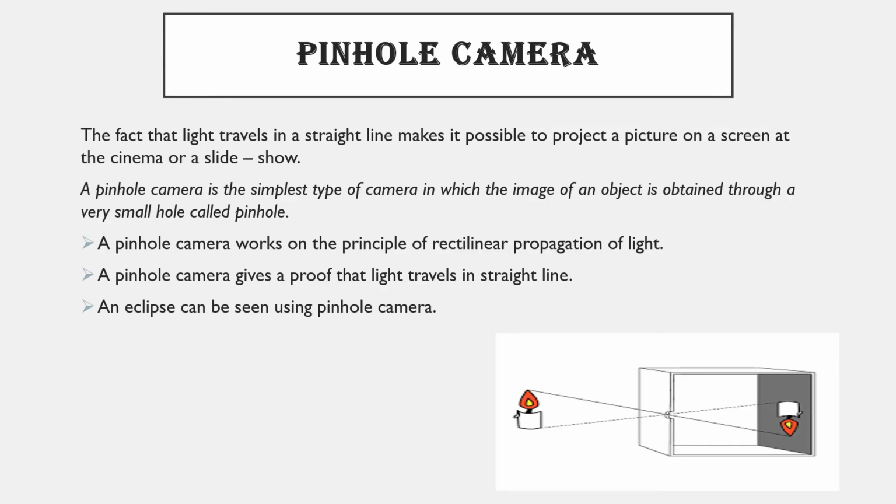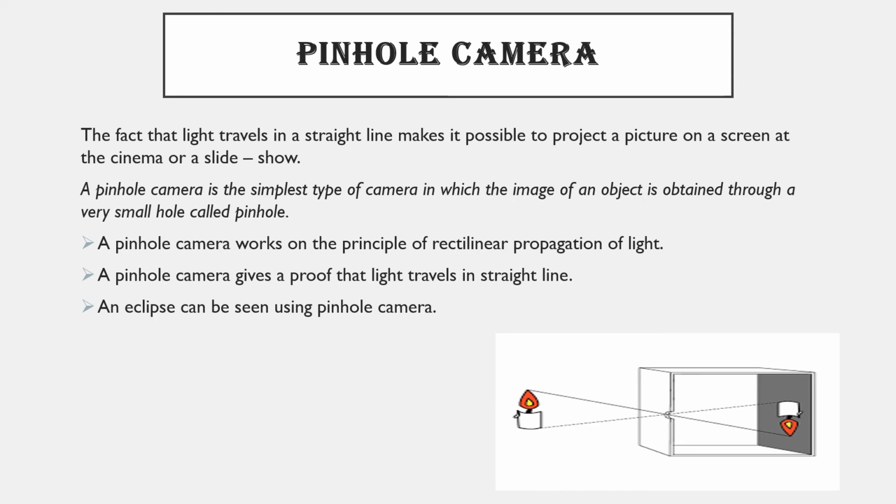Next we will see about pinhole camera. The fact that light travels in a straight line makes it possible to project a picture on a screen at the cinema or a slideshow. A pinhole camera is the simplest type of camera in which the image of an object is obtained through a very small hole called a pinhole.